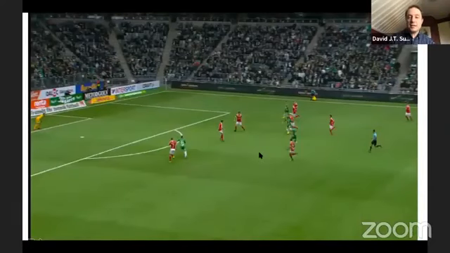So here's the exact situation, the exact moment that he makes a pass decision. Two different players. He's left-footed, so this pass is a realistic choice. This pass is also a realistic choice.